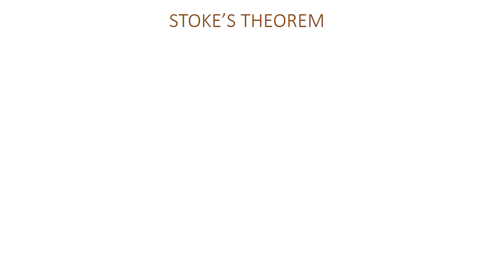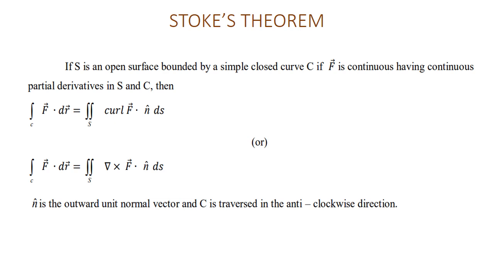Now let us see the next theorem, Stokes' theorem. If S is an open surface bounded by a simple closed curve C, and if F vector is continuous having continuous partial derivatives in S and C, then the integral of the dot product of F vector and dr is equal to the double integral of the dot product of curl F vector and n cap dS, that is, the integral of F dot dr is the double integral of the cross product of del and F vector dot n cap dS. Here n cap is the outward unit normal vector and C is traversed in the anti-clockwise direction.